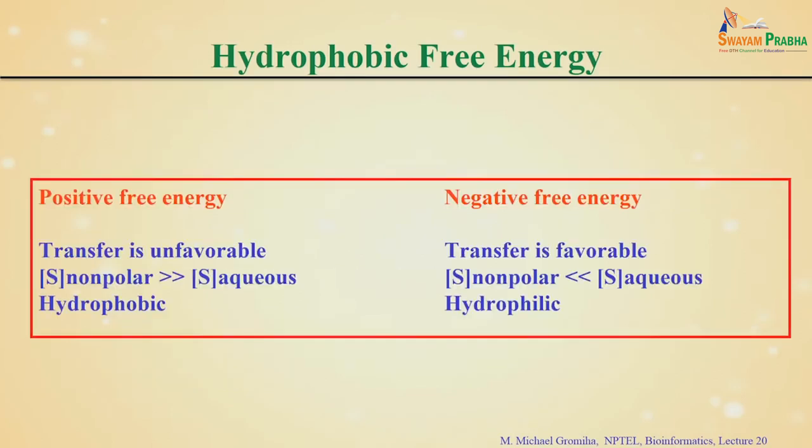If you say positive free energy, the transfer is unfavorable. In this case, the solubility of non-polar is more. So this gives the hydrophobic residues, and negative free energy, in this case it is less for the non-polar, gives the hydrophilic residues. Now, for these amino acid residues we have the values, but for proteins we cannot directly measure the hydrophobic free energy. But if you look into the parameters that we discussed in the previous classes, solvent accessibility and hydrophobicity, what is the correlation?